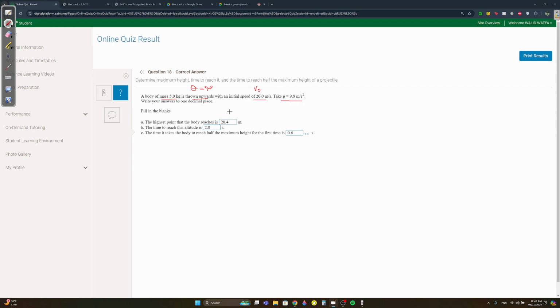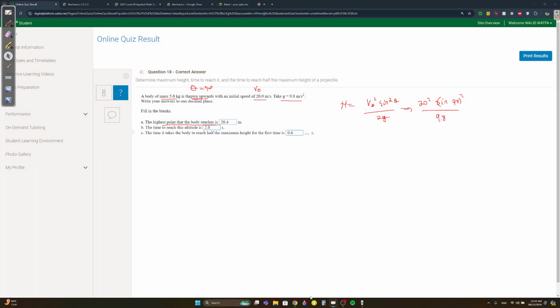For this one, only for the case of being thrown upwards, you can use the equations for free fall, and the equations for free fall were just the UARM formulas. I'll show you the way I do it, and then we'll see. The highest point that the body reaches is how much? The highest point, h, is equal to v naught squared sine squared theta over 2g. So it's going to be 20 squared sine 90 squared over g, 9.8.